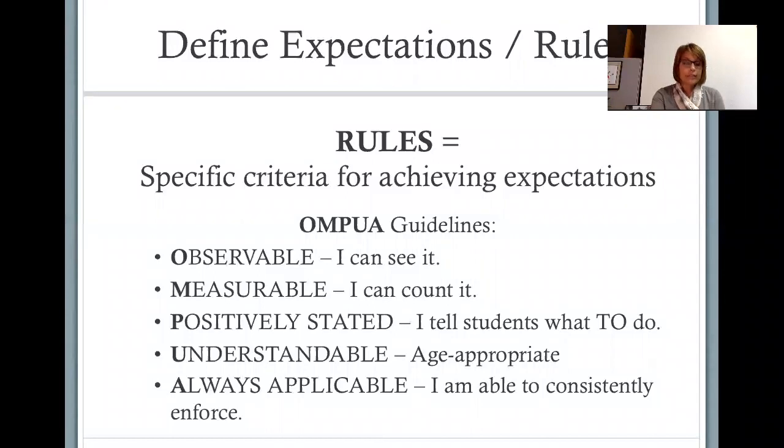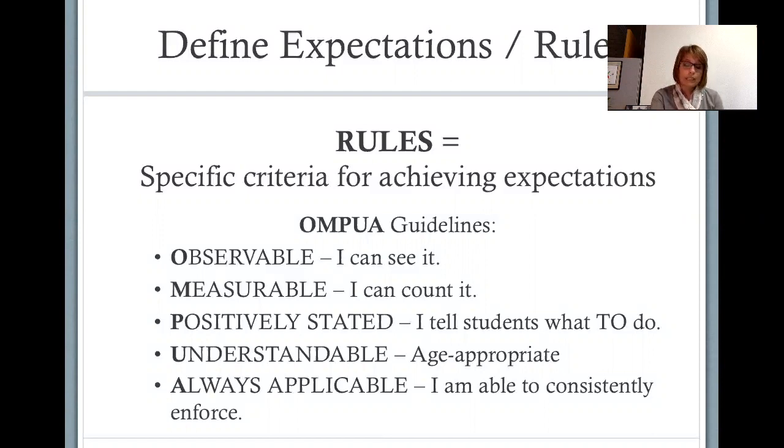Rules are the specific criteria for achieving expectations. What we identify as rules describe the expected behavior for each setting in objective terms. To enhance the effectiveness of rules, 5 guidelines need to be considered. We call these guidelines the AMPWA guidelines.